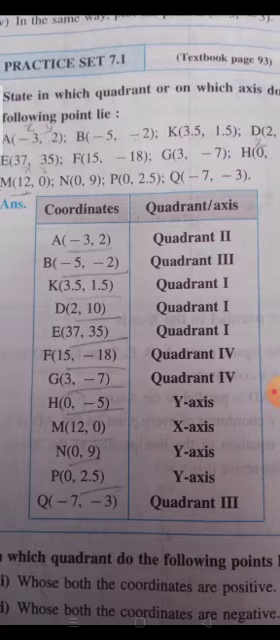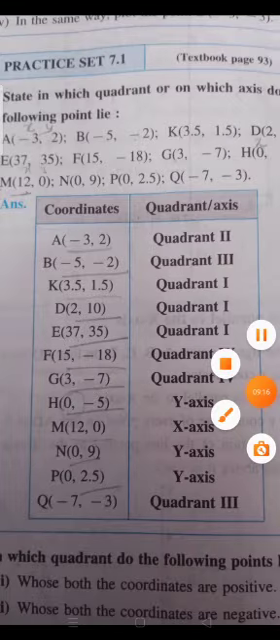The last one is Q, (-7, -3). Now in which quadrant will this lie? It will lie in the third quadrant, because it is the opposite of quadrant 1. In the first quadrant both the numbers are positive, in the third quadrant both the numbers are negative.